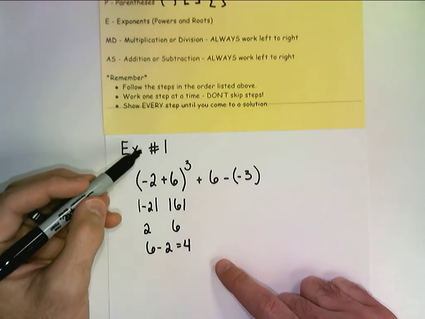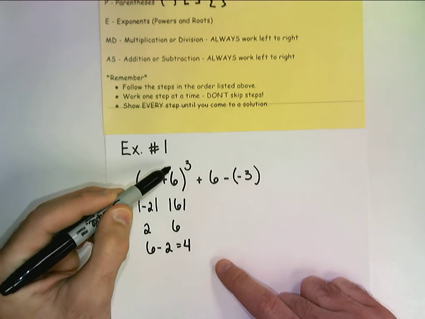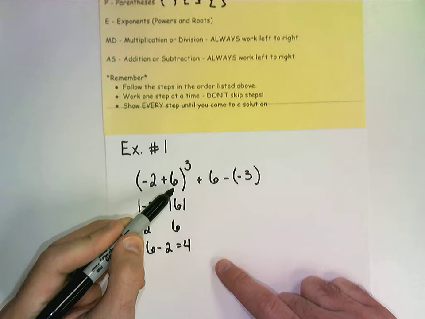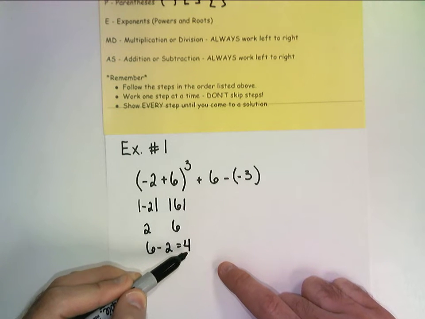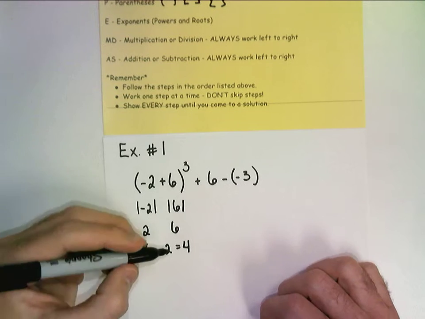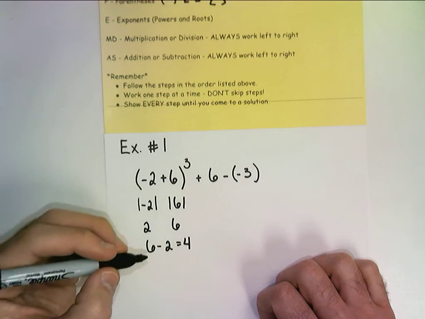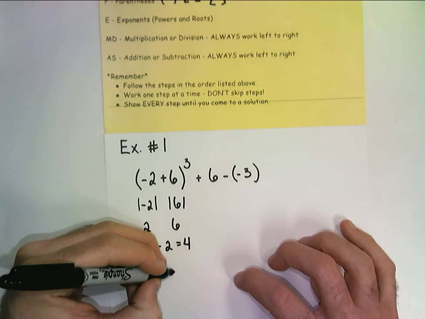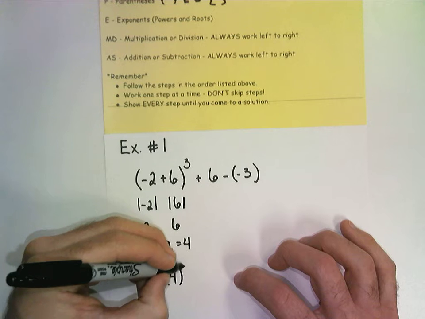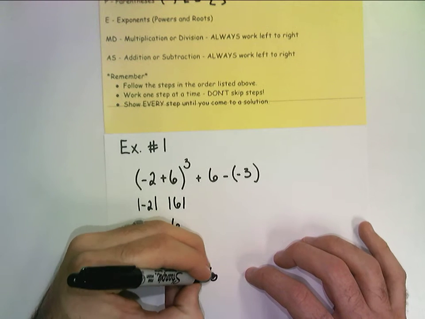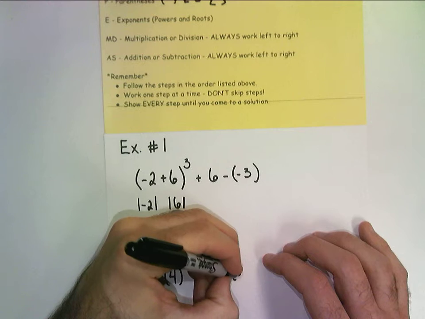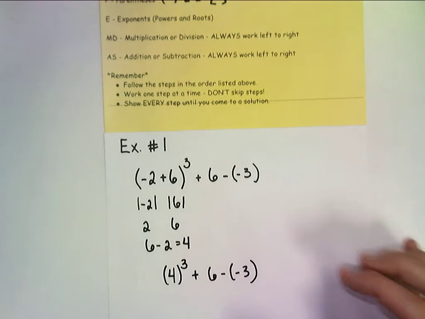And then I'd look back and see if I have more positives or more negatives. Well, in this case, I have more positives. 6 is bigger than a negative 2, so this 4 will stay positive. Now I'm going to go back and copy down everything that I still have left. So in parentheses still, I'm going to have 4 to the third power plus 6 minus a negative 3 in parentheses.